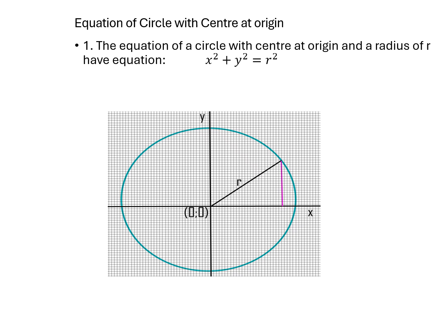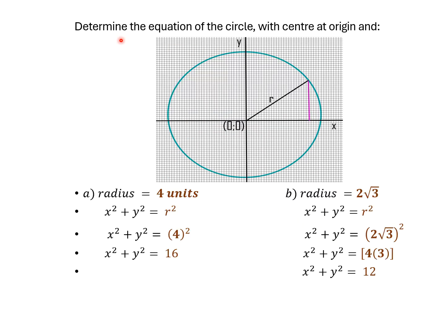Right. Now, determine the equation of a circle with center at the origin, and my radius is 4 units, so it's centered there at the origin. Radius 4, so x squared plus y squared equals r squared. R being 4, so that becomes 4 squared. So the equation that has a radius of 4 becomes x squared plus y squared equals 16.